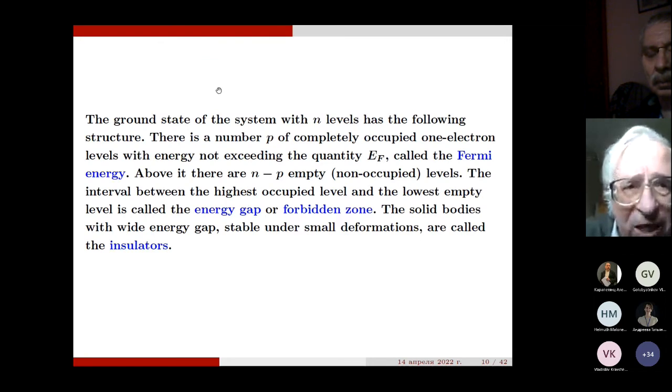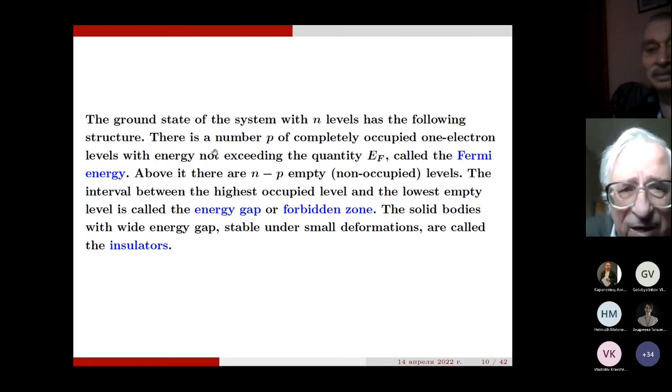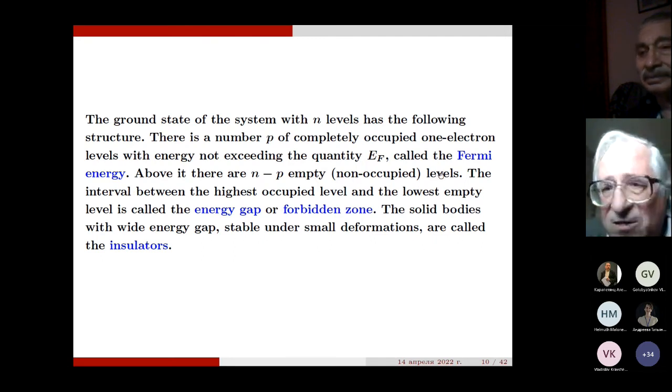Now, what is the ground state of the system with n levels? So, the state with the lowest energy. It has the following structure. There is a number P of completely occupied one-electron levels with energy not exceeding some quantity E_F, which is called the Fermi energy. Above it, there are n minus P empty or non-occupied levels.